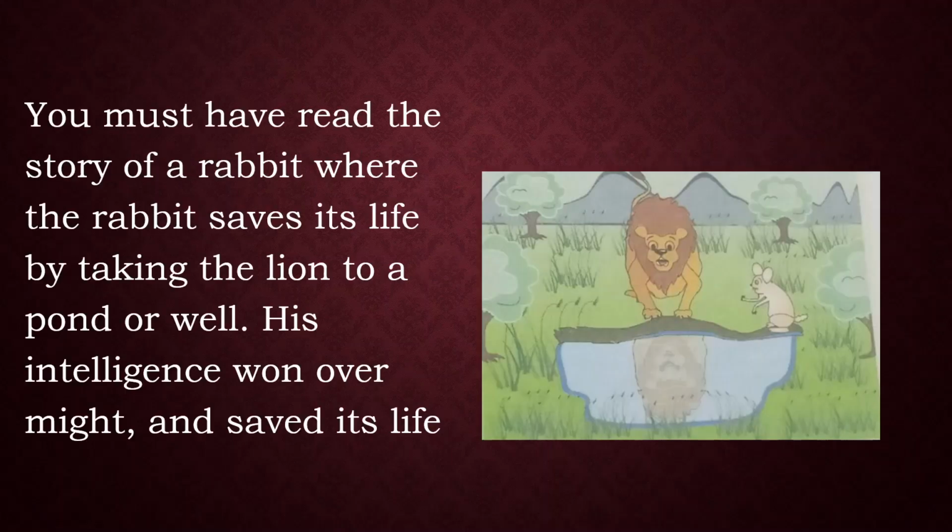The next example of intelligence in our daily life: you must have read the story of the rabbit, where the rabbit saves its life by taking the lion to a pond or a well. His intelligence won over might and saved his life. This story is so interesting and it tells us about the intelligence of the rabbit. It shows the lion's reflection in water and says that it's another lion, and the lion jumps into the water and dies. By this the rabbit saves his own life and his friend's life.